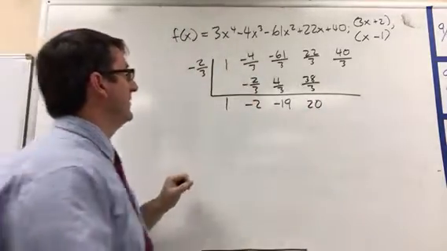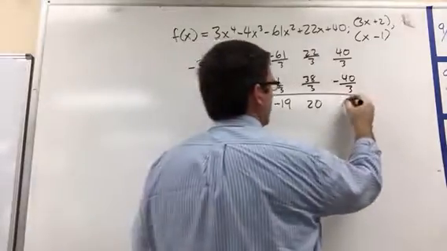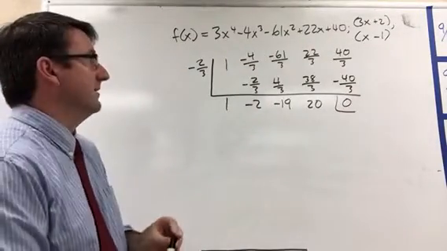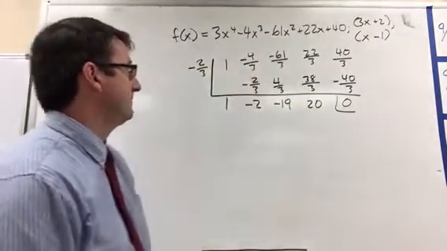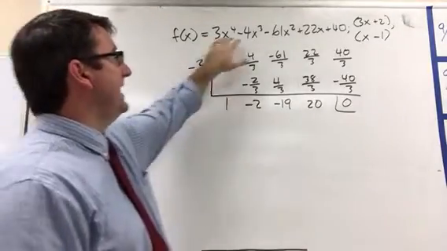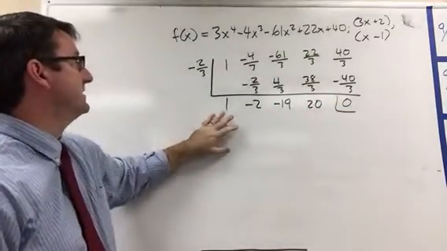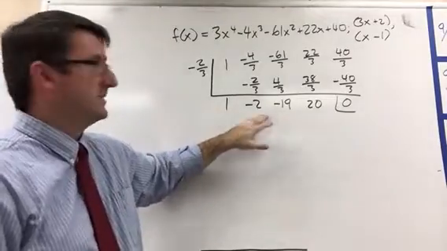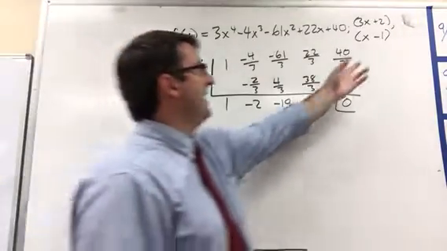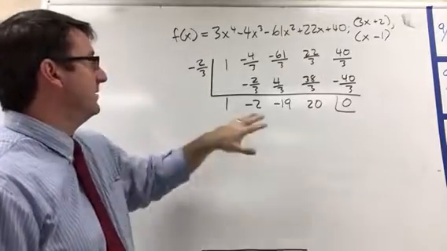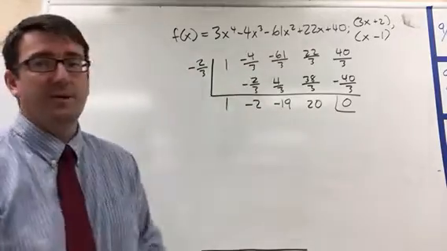And then 20 times negative 2/3 is negative 40/3. And 40/3 plus negative 40/3 is 0. So we got a 0 for the remainder. So 3x plus 2 is indeed a factor of f of x. All right, so now what we've done is we've taken this and divided by 3x plus 2. And we're left with this polynomial, which would be x cubed minus 2x squared minus 19x plus 20. And so if x minus 1 is a factor, then it'll be a factor of this result that we got after factoring out 3x plus 2.